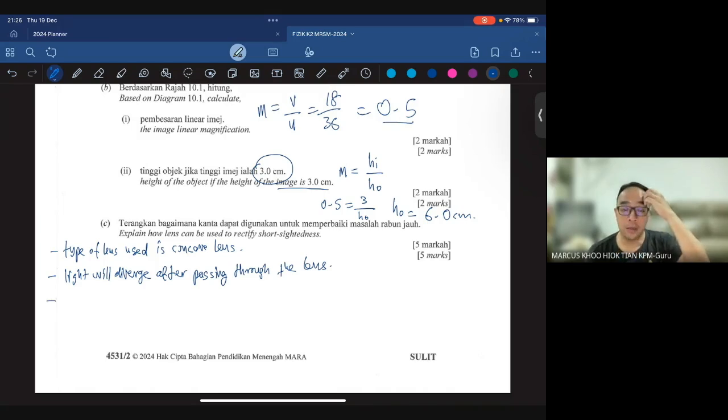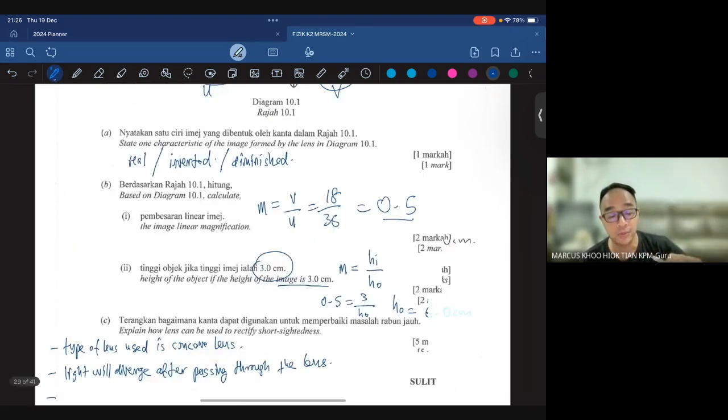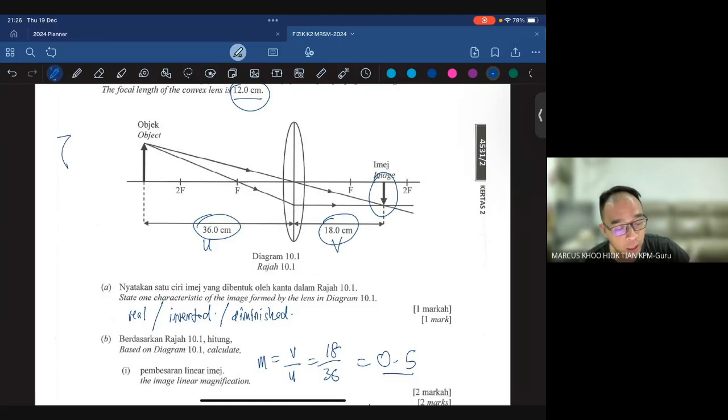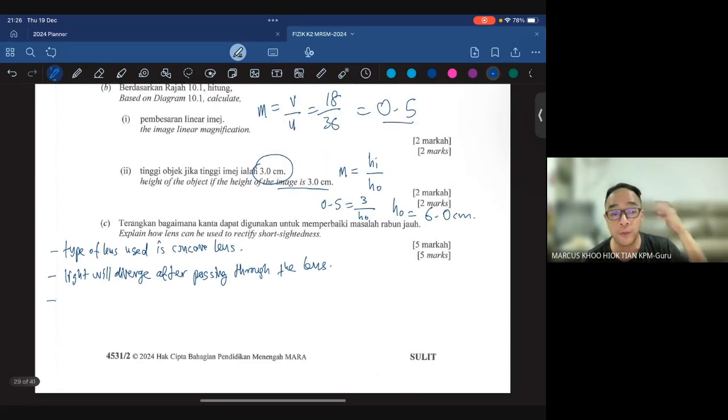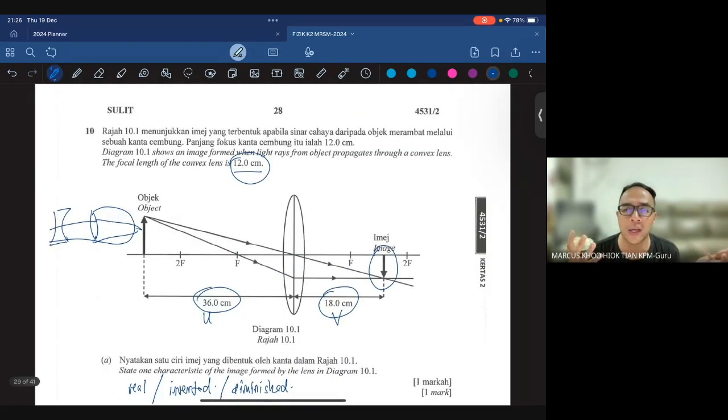Do you remember the question that we did the other day? Not the other day, yesterday, 2 days ago, the SBP one. Remember the question was, there was a concave lens and then your eye. This is your eye. So the light diverges so that it can converge. It adjusts the diverging so that the light can converge and form at your retina. This is the same question again. Two times already, guys, we're seeing this question.